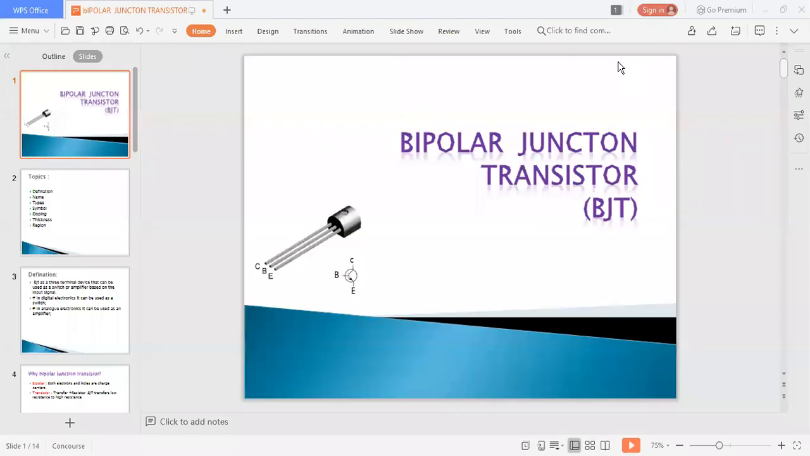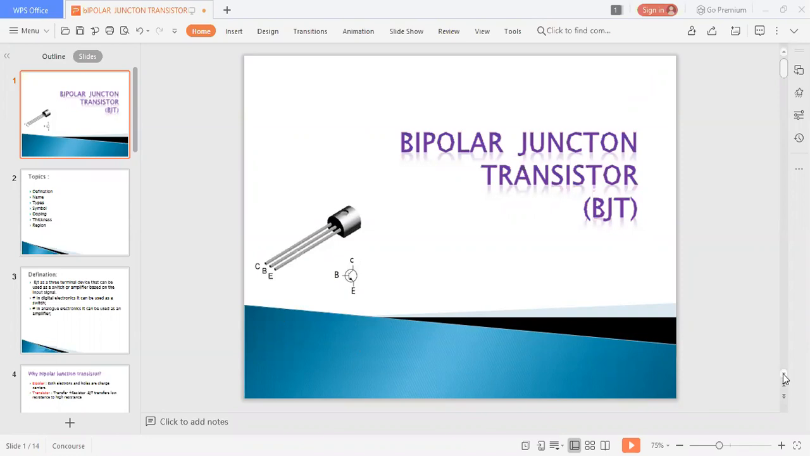Hello everyone, in this video I am going to discuss one of the most important parts of microelectronics, that is the bipolar junction transistor or BJT. So this is the figure of a BJT. There are three terminals, that is emitter, base and collector, and this is the sign of BJT.